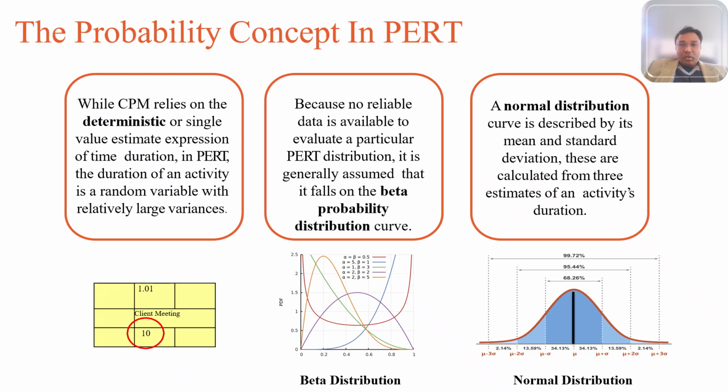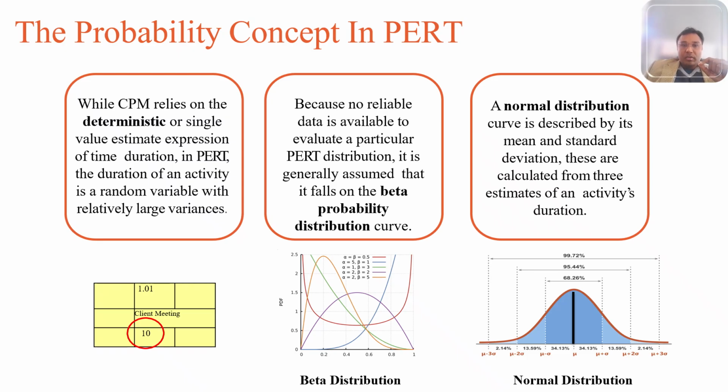The beta distribution is a continuous probability distribution defined on a finite interval, usually between 0 and 1. It can take different shapes: symmetric, skewed left, skewed right. The line charts go everywhere. This makes it flexible for modeling uncertain durations that have a minimum and maximum bound.